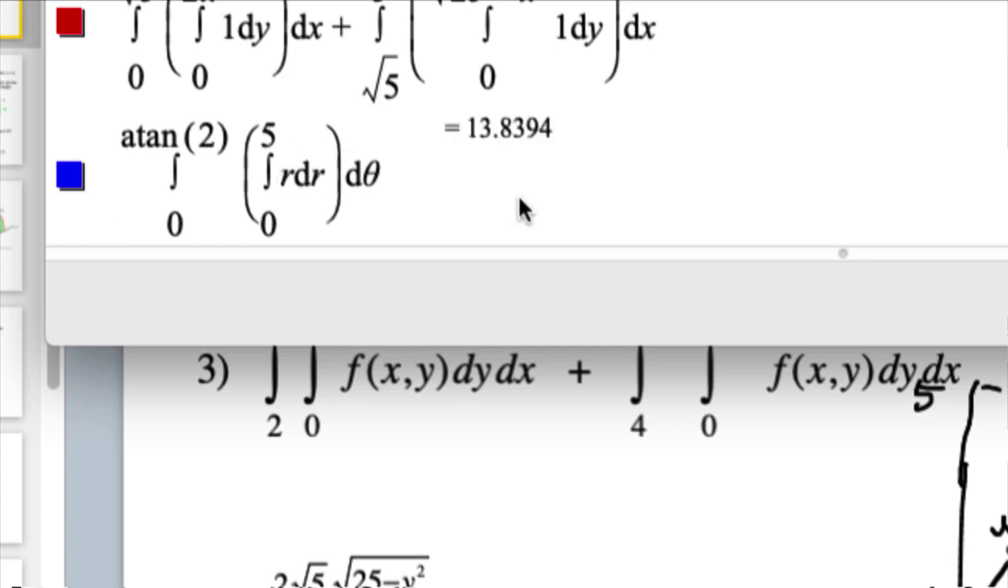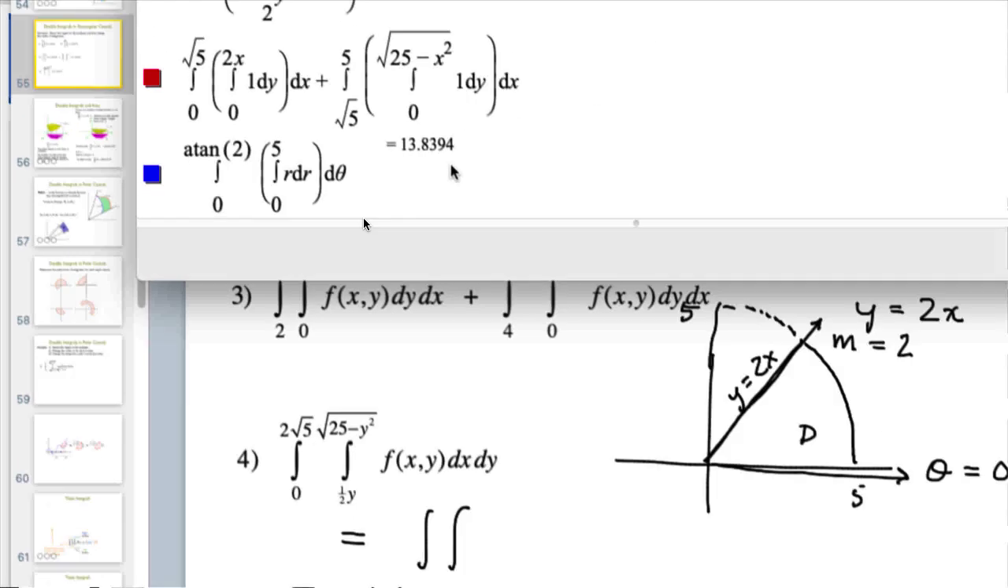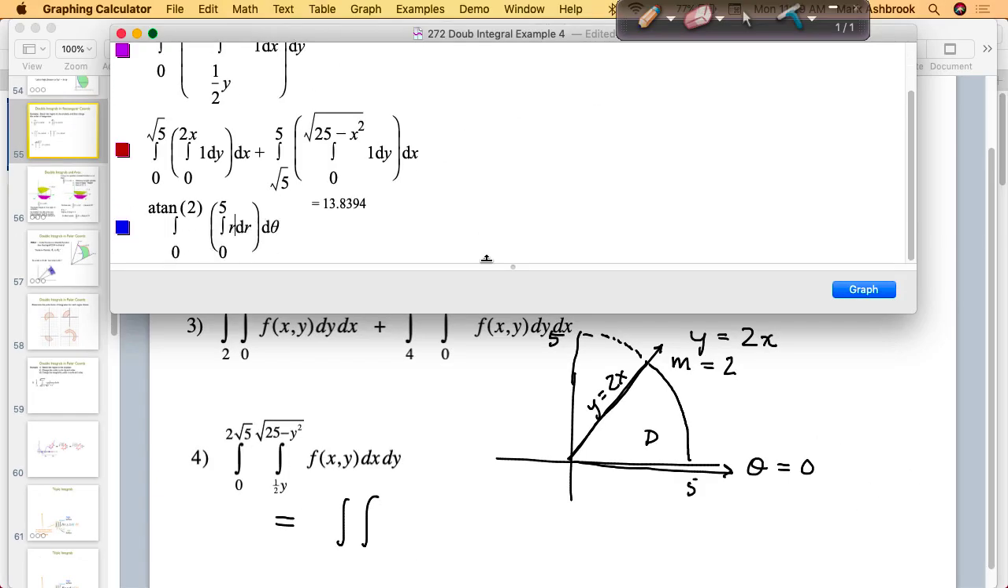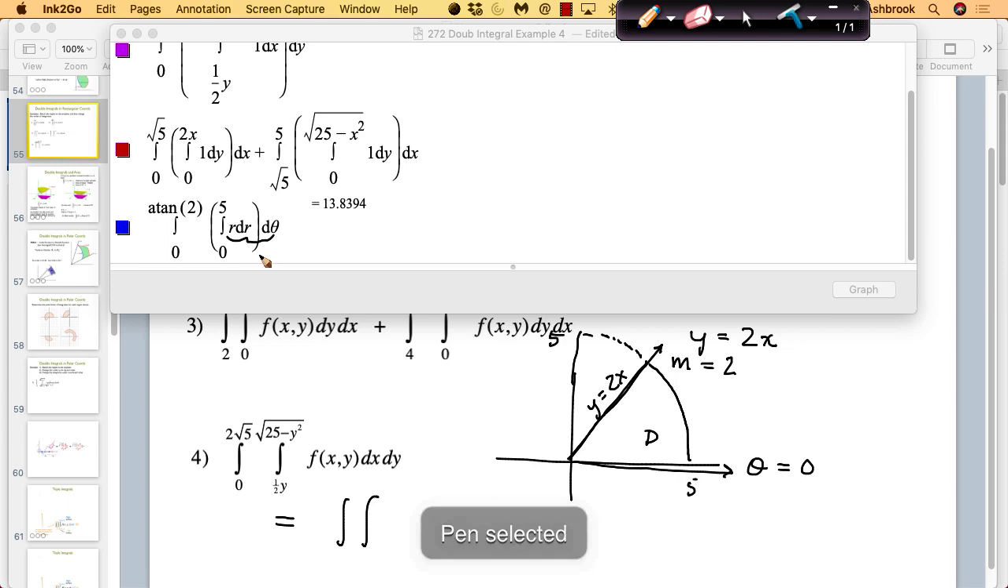So hopefully this will work. It worked. See? So the integrand becomes r because this whole thing is dA. It still is 1 times dA, but you need the whole dA in polar coordinates, which is r dr d theta. And so then r becomes your integrand. Does that make sense? Okay, so let's do another example. Questions on this one?